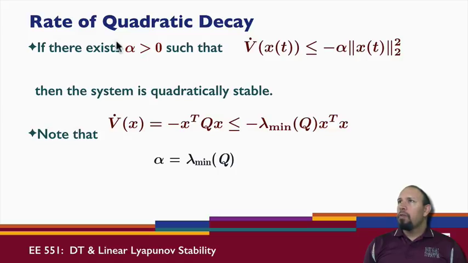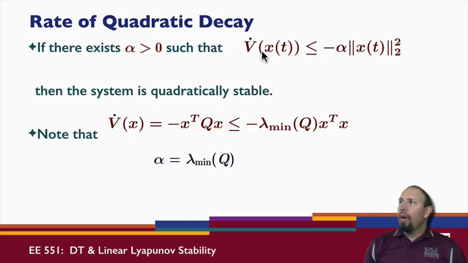For quadratic decay, remember the quadratic inequality was this: V dot x of t must be less than or equal to minus alpha times the 2-norm of x, not V of x, but the 2-norm of x. That's the definition for quadratic stability. So V dot of x is equal to minus x transpose Q x, and this I can always prove is less than or equal to minus the smallest singular value of Q times x transpose x. It doesn't involve P at all, so we have a simpler inequality here, but this shows a quadratic rate of decay.